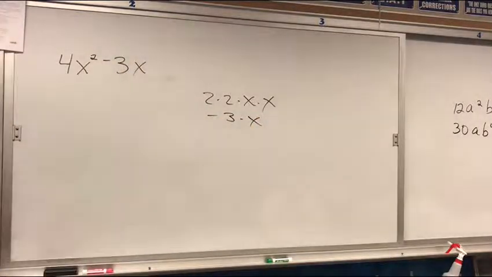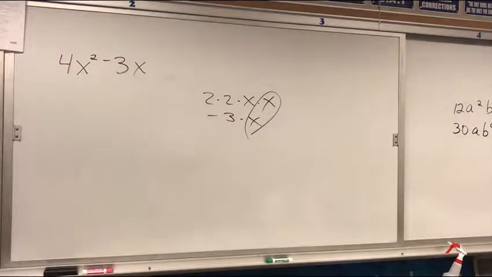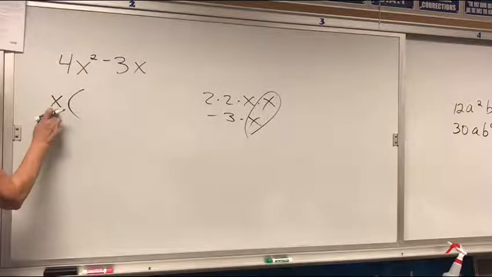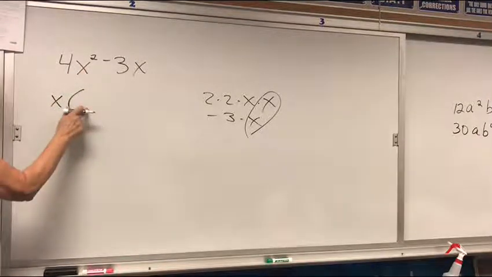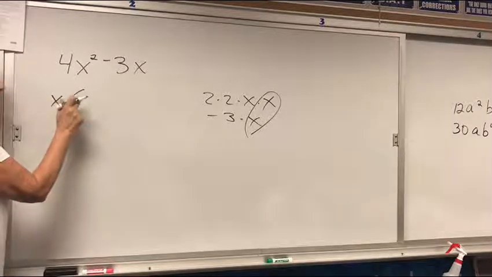See that? They have x in common. That's it. So we're going to take that x and put it outside the parentheses. Now, the only way to get 4x squared back is to write what's missing from 4x squared. 4 times x squared is x times what?